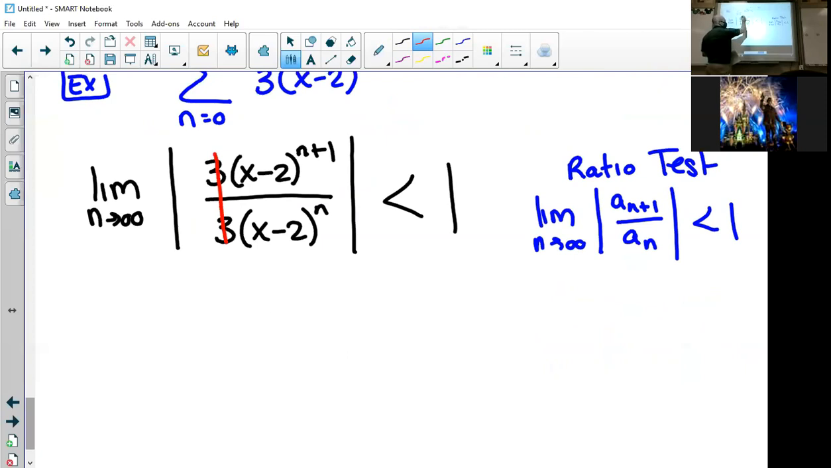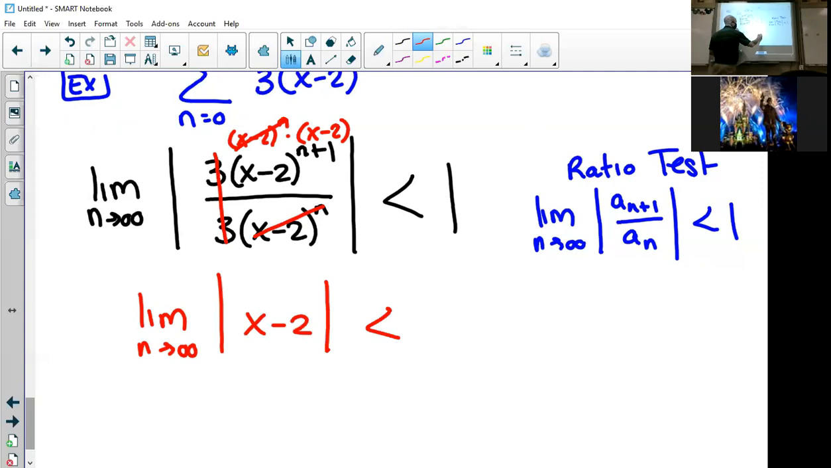X minus 2 to the n plus 1 power is x minus 2 to the n times x minus 2 to the first. Well, that cancels out these, and it leaves us with the limit as n goes to infinity of the absolute value of x minus 2 is less than 1. Well, notice that we canceled out all the n's. So if we canceled out all the n's and you're taking a limit as n goes to infinity, well, there's nothing to plug infinity into anymore. So this is actually just going to be the absolute value of x minus 2 is less than 1. Again, that happens because there are no more n's left in our expression here.